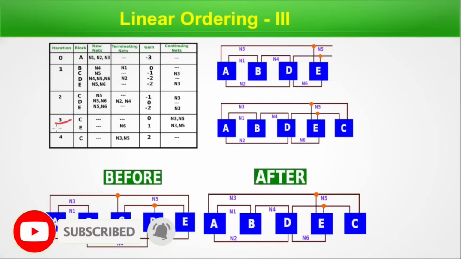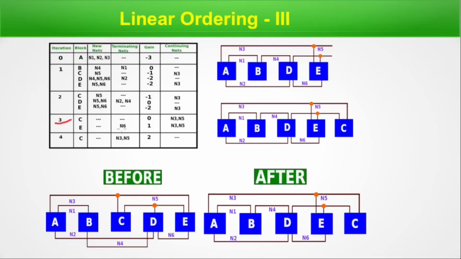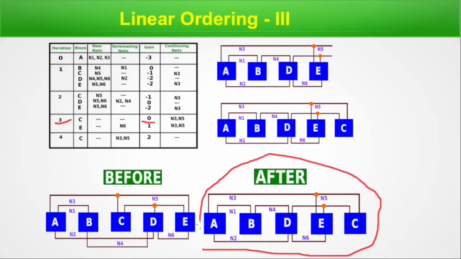This is iteration number 3. C and E left. No new nets and no terminating nets in case of C. So its gain is 0. And in case of E, terminating net is N6. So 1 gain. So E will be positioned first, and finally C. So once we simplify the net connection, the arrangement will be A, B, D, E, C. This is the arrangement. In this way, we do the linear ordering, keeping in mind new net, terminating net and continuing net. So this is the linear ordering algorithm. This way we arrange. We are done with this slide.